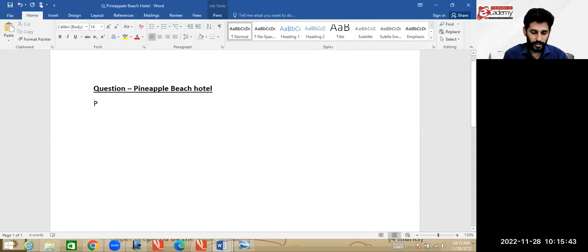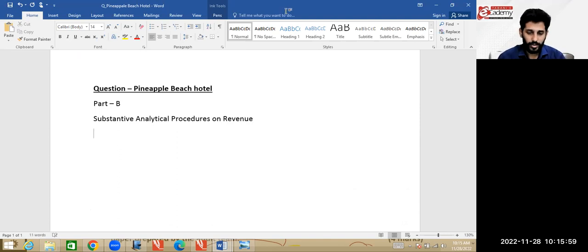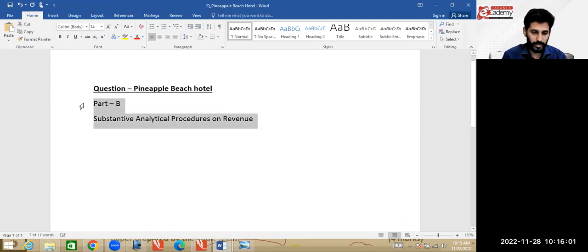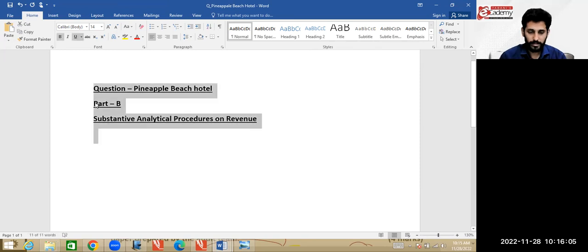So I'm going to write here, this is part B, which is substantive analytical procedures on revenue. Substantive analytical procedures on revenue, right? So how do I have to draft my answer? How do I have to draft my answer?